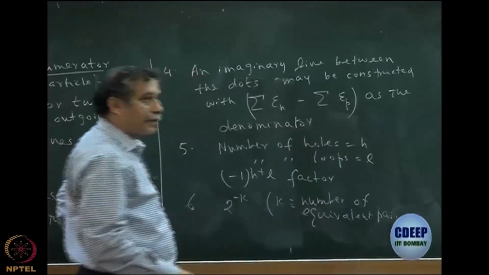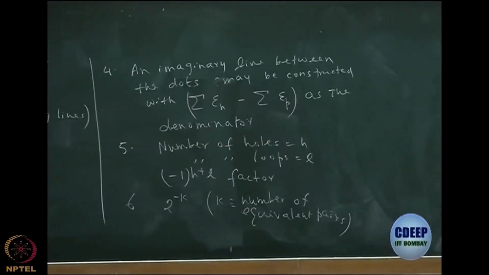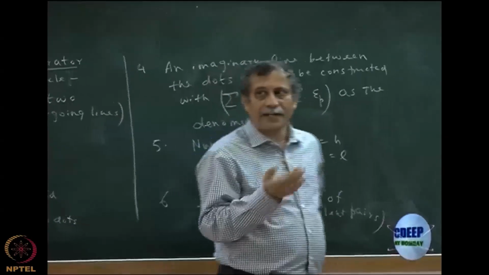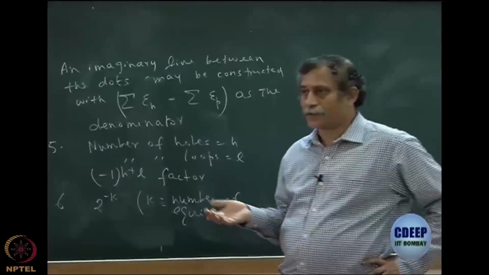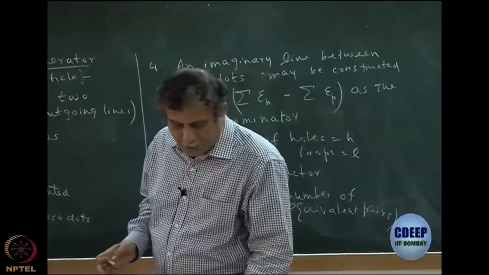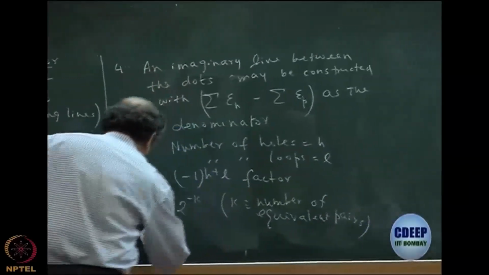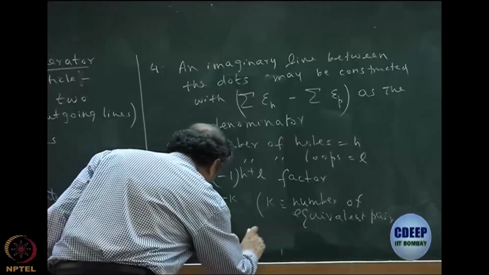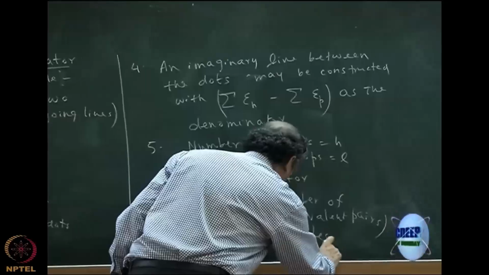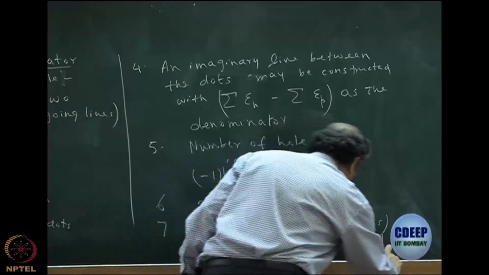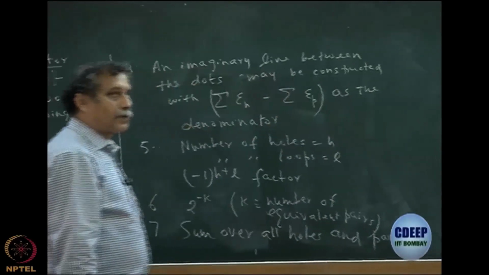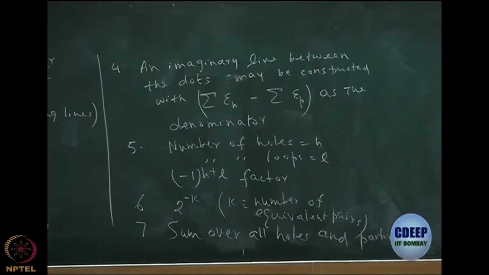So, what is an equivalent pair? It is either a pair of holes or a pair of particles starting from the same vertex and ending at the same vertex. And of course, at the end it is important to write that sum over all holes and particles. When you write the algebra, we have to ensure that all internal holes and particles are summed up.